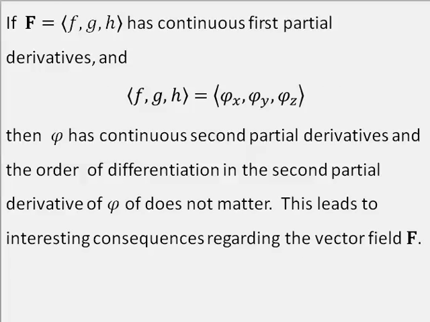If f has continuous first partial derivatives, then phi has continuous second partial derivatives. Now that means that the order of differentiation in the second partial derivative of phi does not matter. Now this leads to interesting consequences regarding the vector field f.